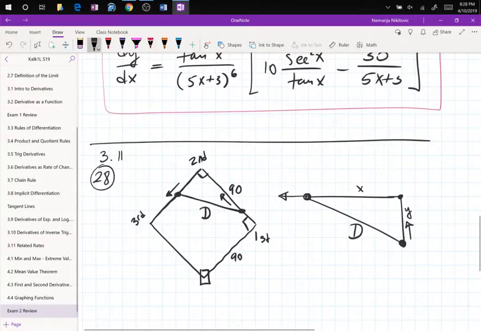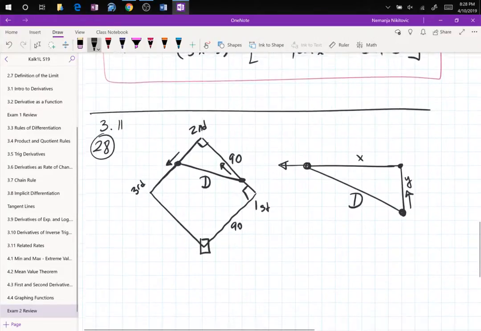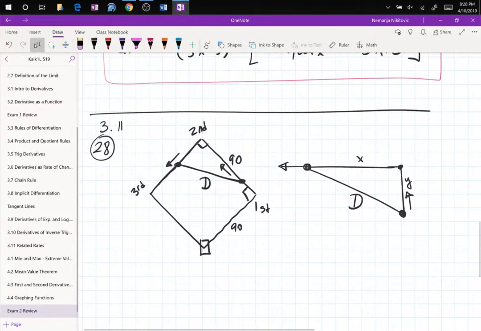There are some cool calculations that we can do here to figure out the values, but before we do that, do we all understand that x squared plus y squared equals d squared?